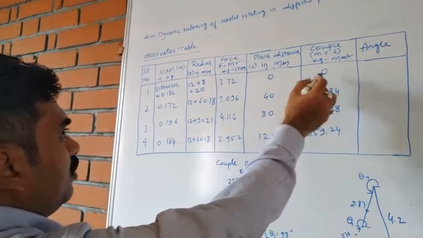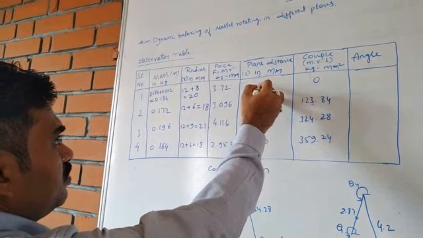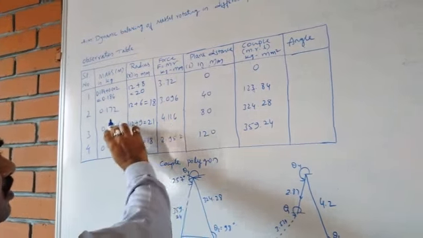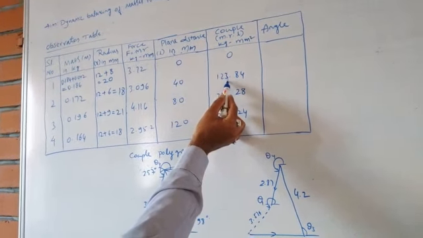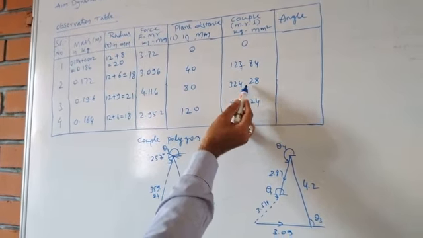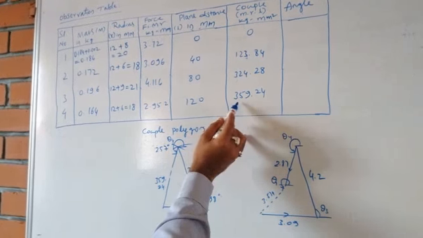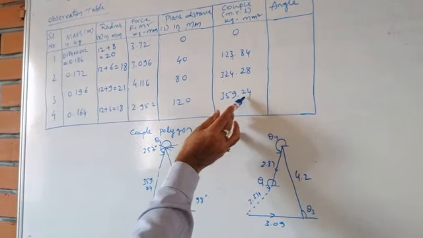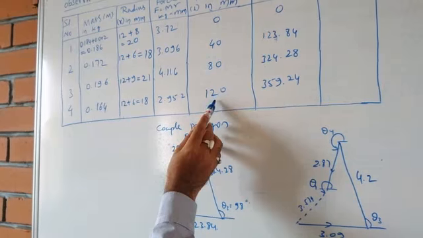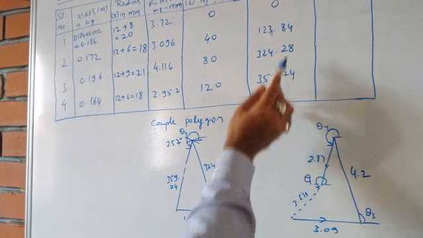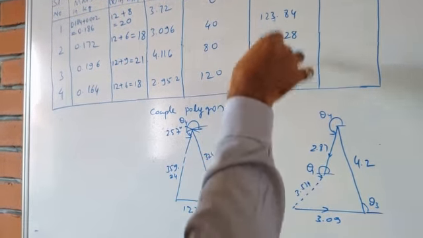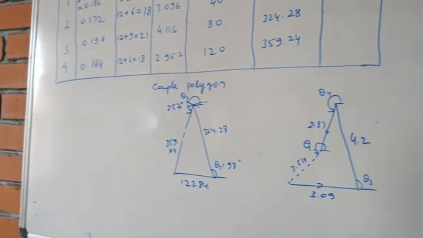For the first one we get 0 because the reference plane or the reference mass is considered as 0. Second one we get as 123.84, third one as 324.28, and fourth one as 359.24. Multiplying mass, radius and length, we get these values. So it is kg mm square. After getting these values we have to draw the couple polygon.